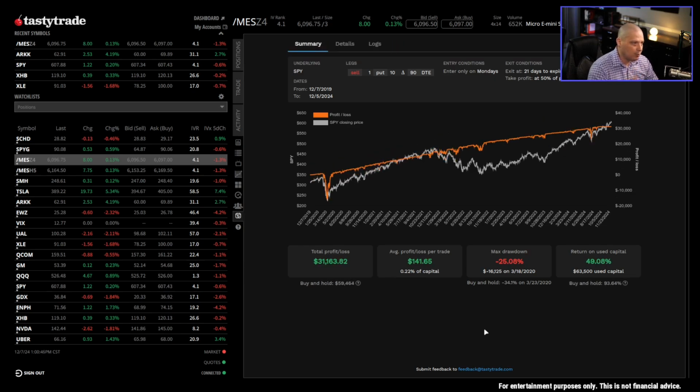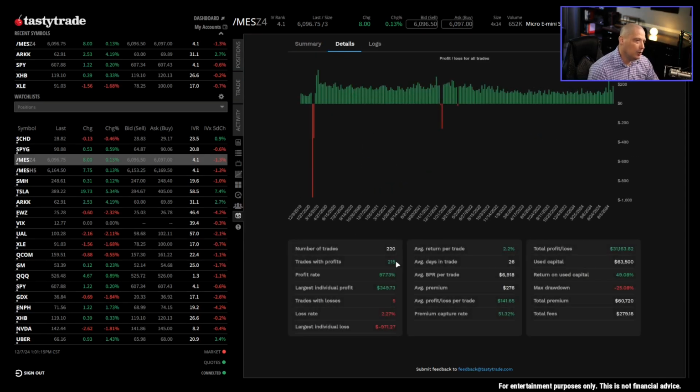And I had to do the backtest with SPY instead of the futures like ES, MES, and that's because there's no way to backtest the futures because each futures contract is its own separate product. So when you backtest things for trading on the ES or the MES, you really have to backtest a product like SPY. But the numbers for this are exceptionally good. If I go into the details, you can see out of 220 trades taken, I win on 215.